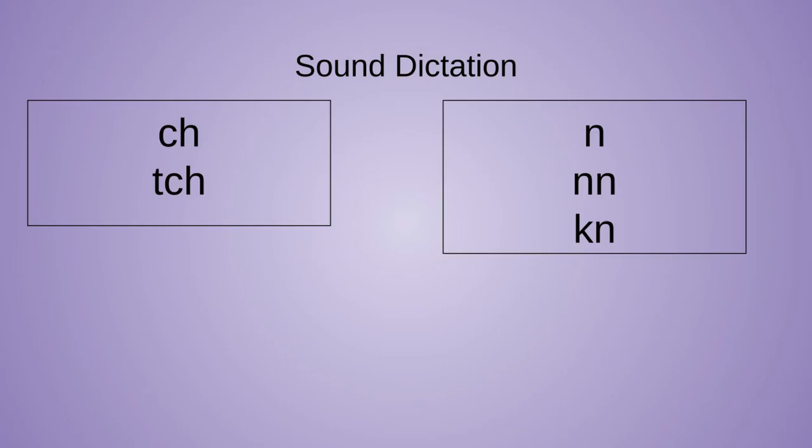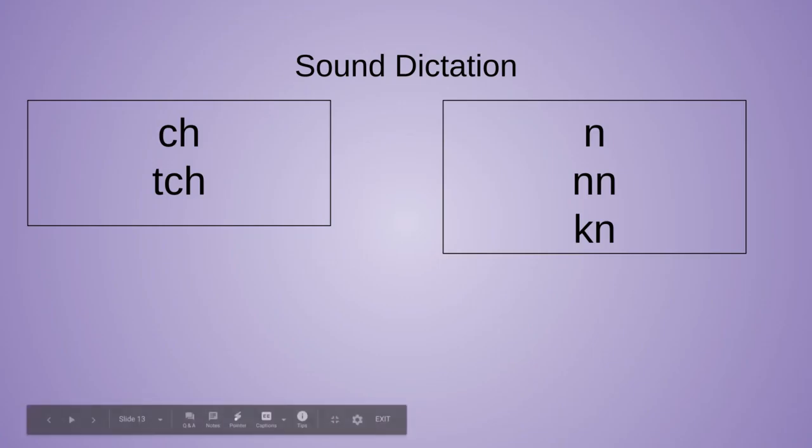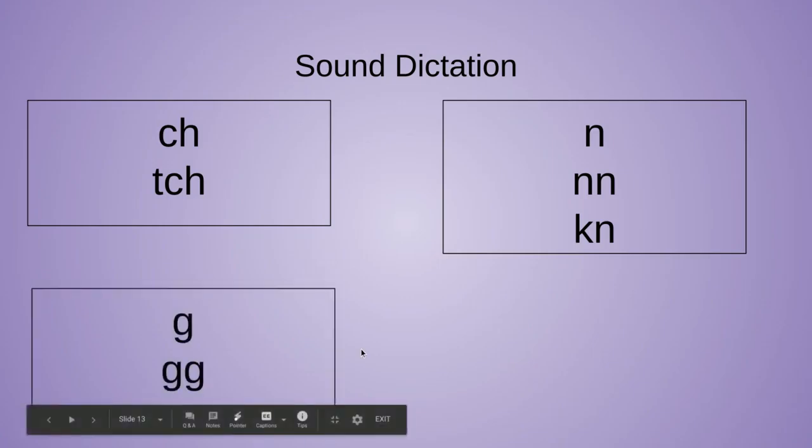Ready for number 3? There are 2 ways to spell this sound. Remember that sound is G. What 2 ways can you think of to write the sound G? You're right, G and GG.